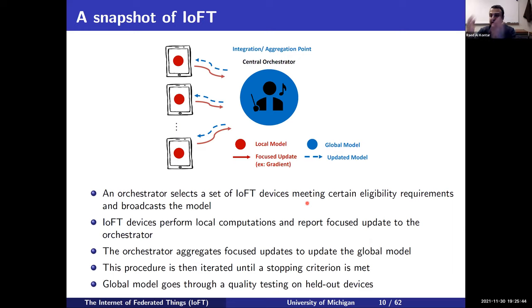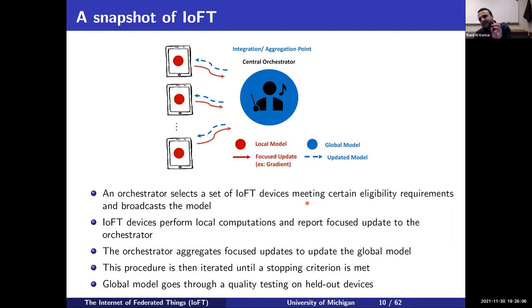The cloud does some aggregation. It sends it to the clients. The clients use their local data to do local computations. They send updates, focused updates. They do not send their entire data. They send whatever they were able to learn using their local computations. And then this procedure is iterated until some stopping criteria is met.